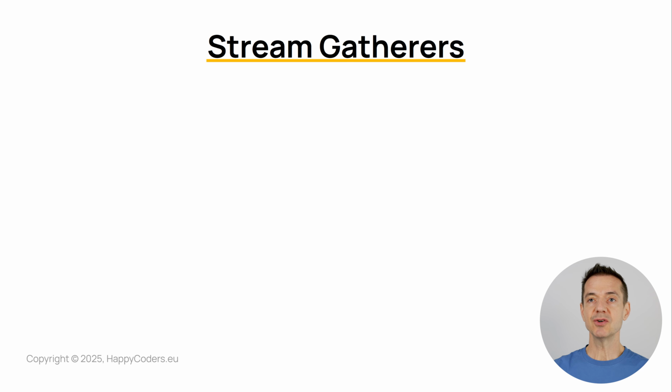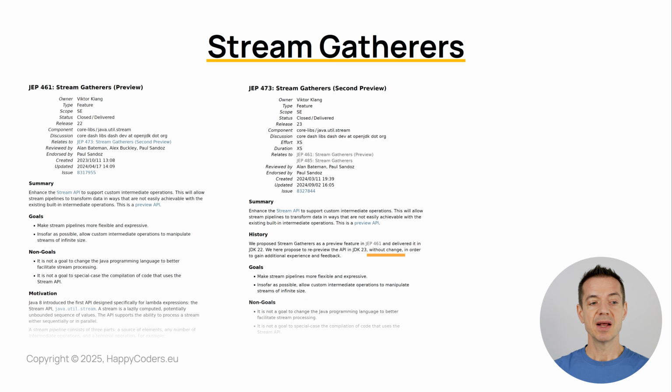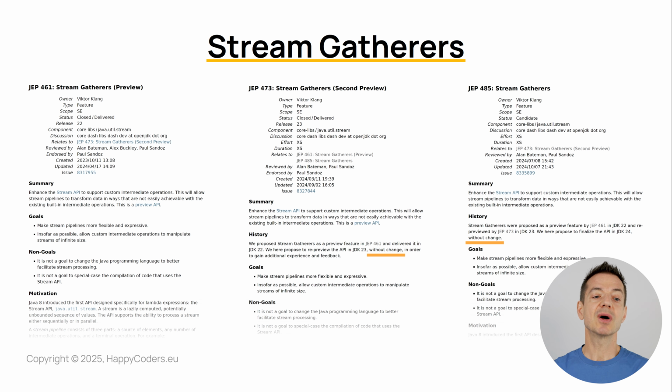Stream Gatherers were introduced as a preview feature through JDK Enhancement Proposal 461 in Java 22 in March last year, exactly 10 years after the introduction of the Stream API. They were reintroduced with JEP 473 in Java 23 and finalized in JEP 485 in Java 24. And now I'll first show you how to use predefined gatherers and afterwards how you can implement your own.